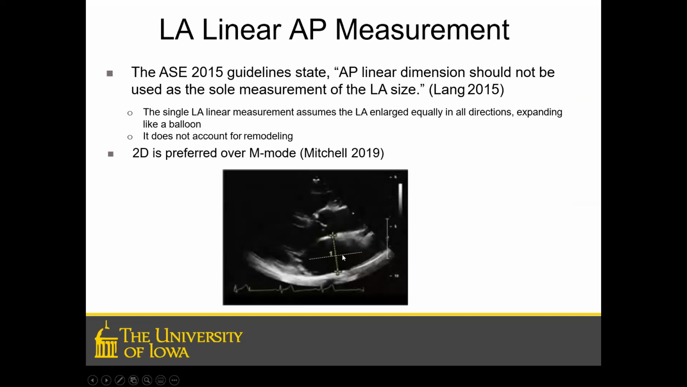So here's just showing that long axis of the LV, and this measurement should be perpendicular to it. That's hard to reproduce, which is one reason that LA measurement in linear is not as ideal. And the other problem is that this measurement assumes that if the LA has enlarged, it is enlarged equally in all directions like a balloon, but we know that it doesn't do that, and remodeling can happen. So this measurement has limited value.